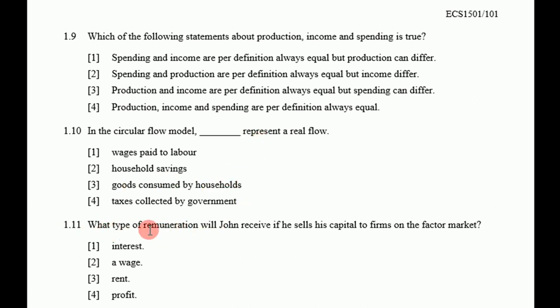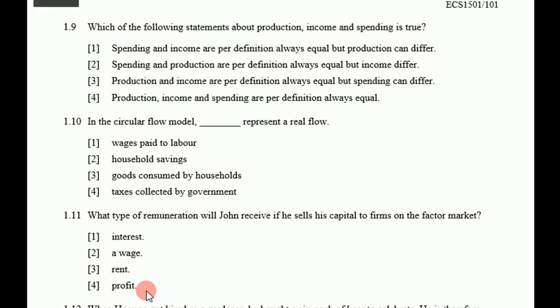What type of remuneration will John receive if he sells his capital to a firm on the factor market? Capital, obviously, is interest. So option 1 is correct here. Then for practice's sake, a wage is the remuneration for labor. Rent is for land. Profit is the remuneration for entrepreneurship. So that's how it works.